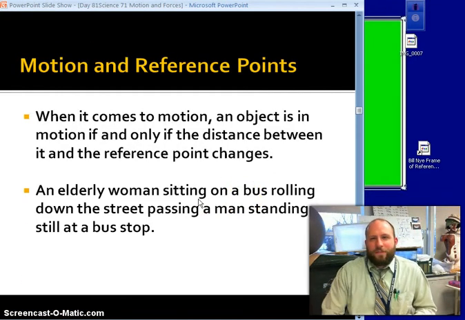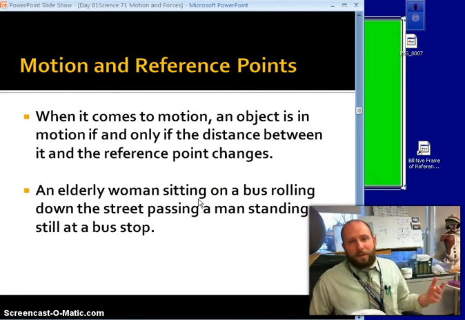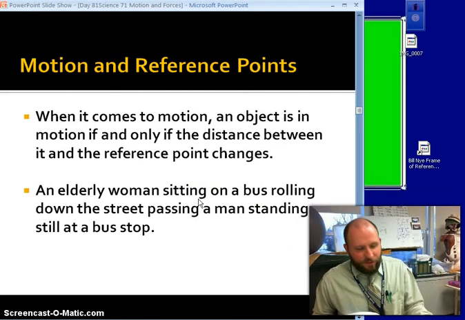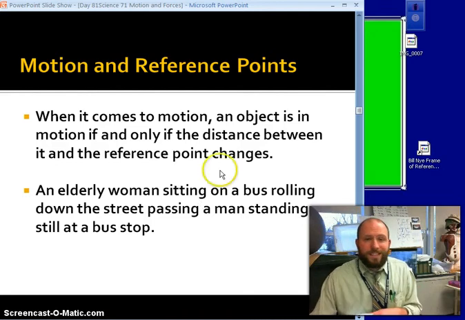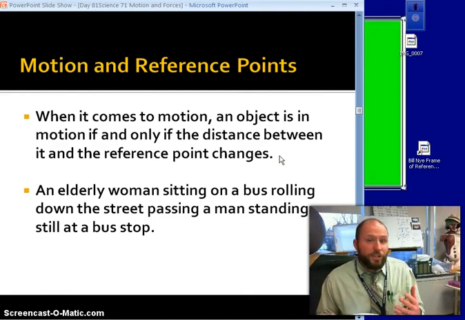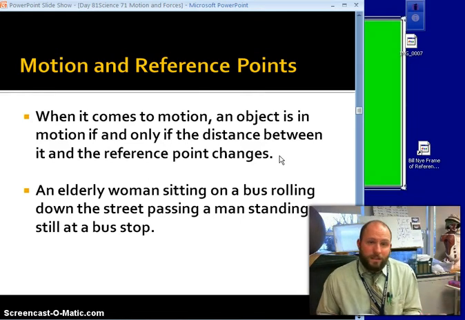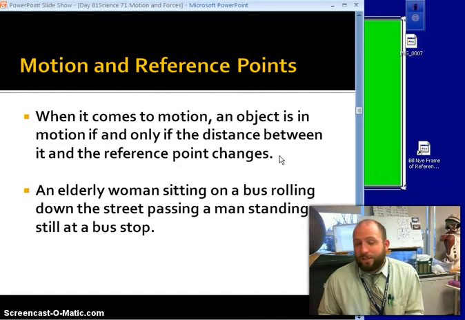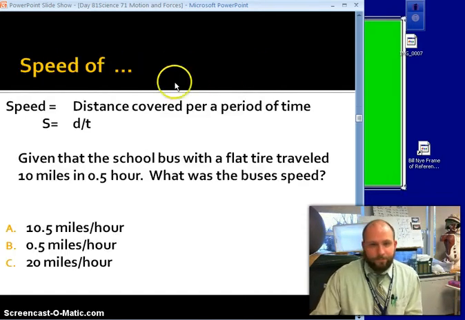So, motion and reference points. This idea that things are in motion is strictly based upon the idea that we have to have a reference point that we're using to determine whether or not there is motion. A distance between two objects is changing. The example I may have mentioned before is the elderly woman sitting on a bus rolling down the street, passing a man standing still at a bus stop. In one instance, she is moving, and in another instance, she's not. It all depends upon what your reference point is.